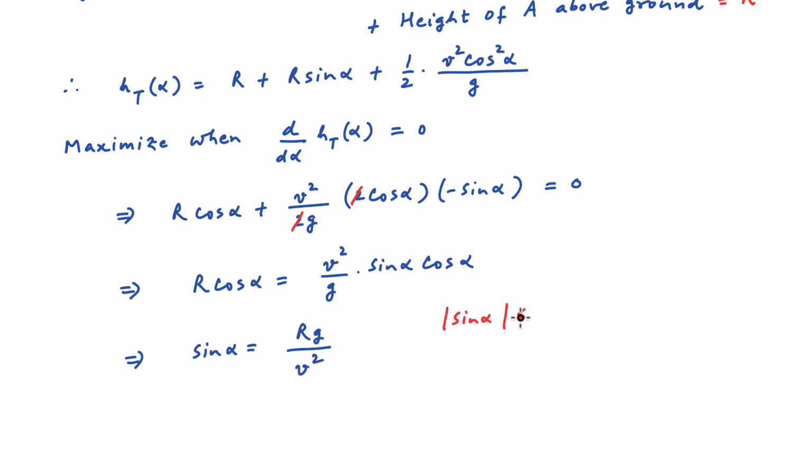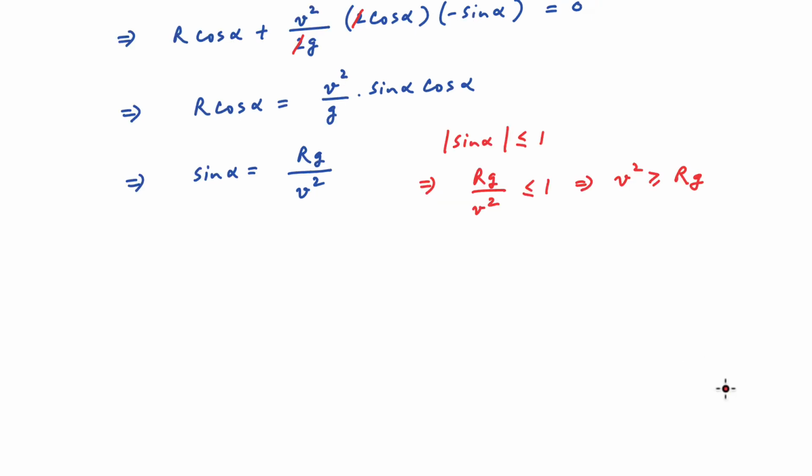Now recall that the absolute value of sine of an angle is always less than or equal to 1. Therefore, in this case, rg upon v square must be less than or equal to 1, which implies that v square must be greater than or equal to rg. So this becomes our first case, which is when the square of the velocity v square is greater than or equal to rg. Let's examine this further.